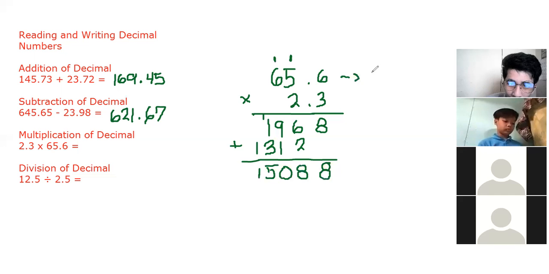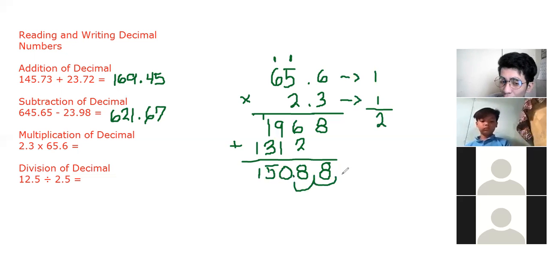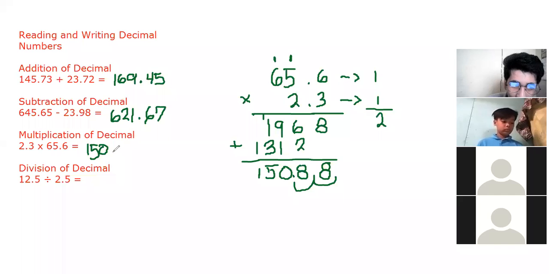Dito meron tayong isang decimal. Dito meron din tayong isang decimal. Tama ba? Tig-isang decimal lang sila. Overall, meron tayong dalawang decimal. So, move tayo ng decimal mula sa dulo. 1, 2. Ngayon, ang point natin nasa gitna ni 0 pati ni 8. So, meron tayong sagot ng 150 and 88 hundredths.